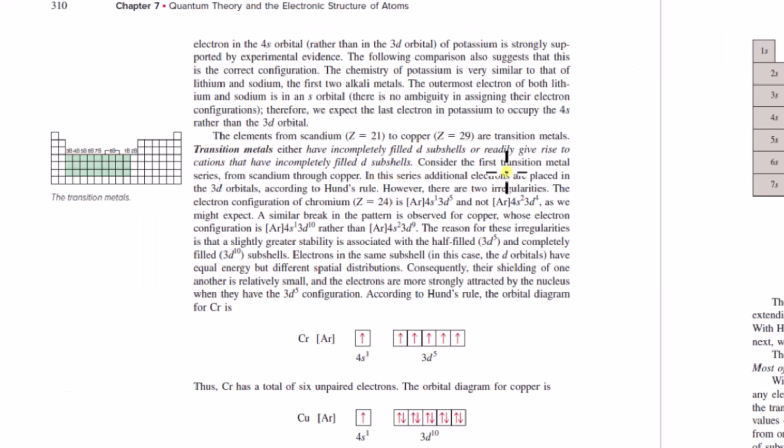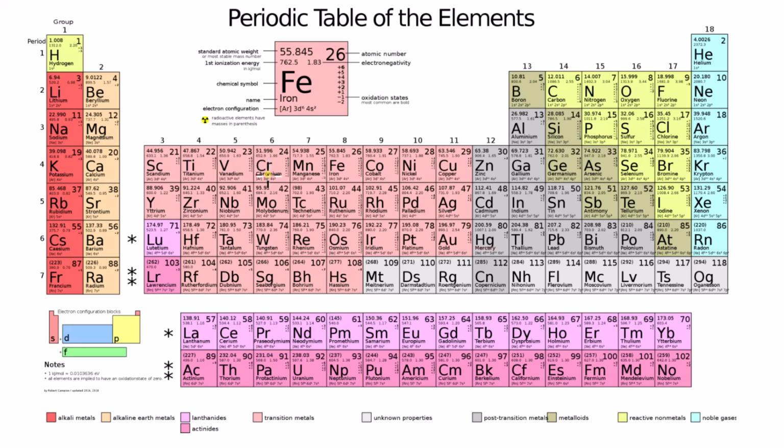All right, so consider the first transition metal series from scandium through copper. In this series, additional electrons are placed in the 3D orbitals according to Hund's rule. However, there are two irregularities. The electron configuration of chromium is 4s1 3d5 and not 4s2 3d4, okay? So chromium, you would think, following the pattern, you would do 4s2 and then 3d1, 2, 3, 4.